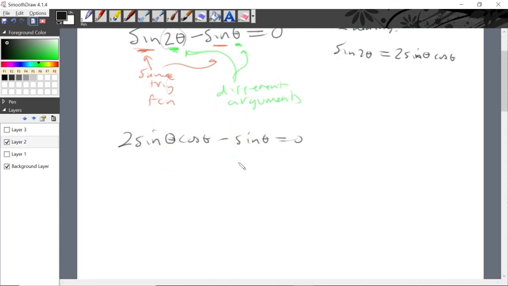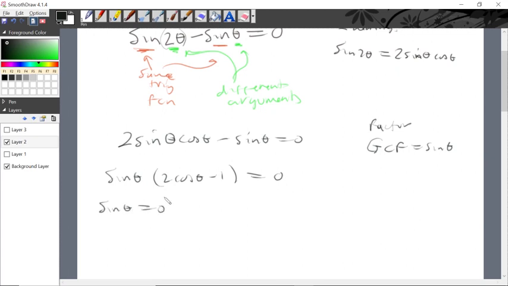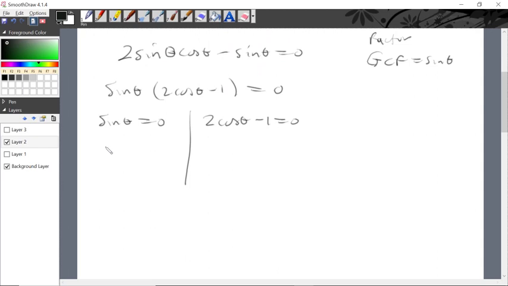So I'm going to factor out the greatest common factor, which is the sine of theta. So this is sine theta times 2 cosine theta minus 1 equals 0. Then we set each factor equal to 0. Sine theta is equal to 0, and 2 cosine theta minus 1 is equal to 0. And we solve each of these trigonometric equations for all their solutions, and we can check in the original equation.